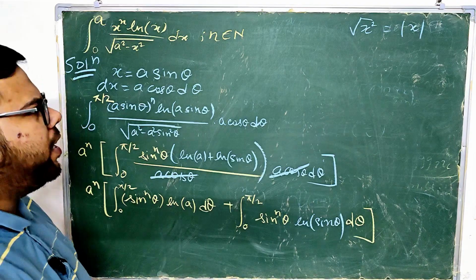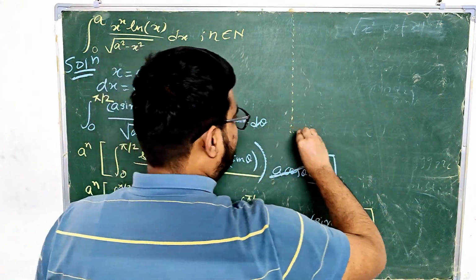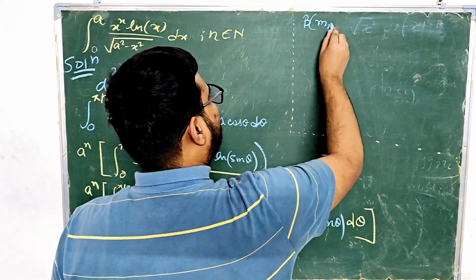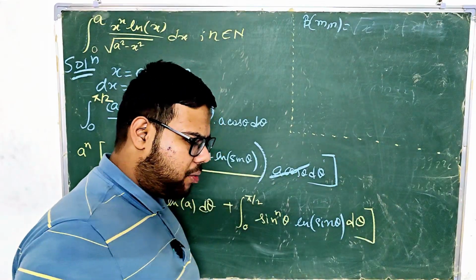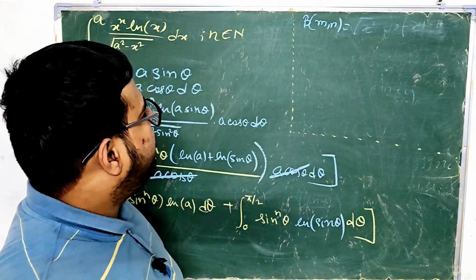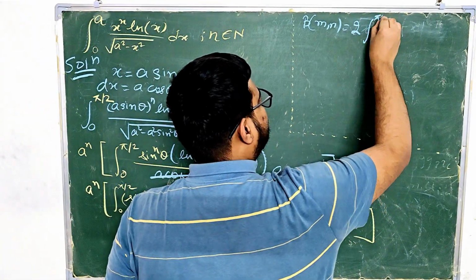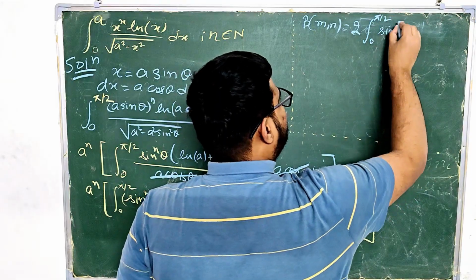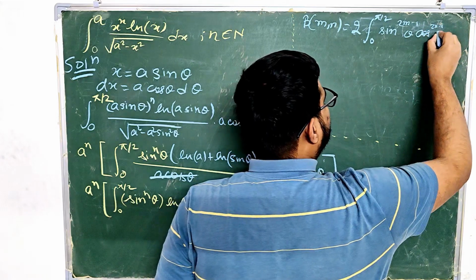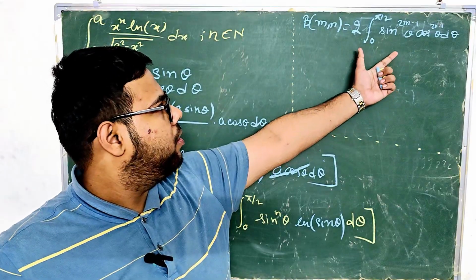Okay, now let's evaluate this integral first of all, and it's very simple actually. Let me introduce you to the concept of the beta function. Okay, so beta of m comma n, you all must have seen my video on integral calculus. In that I have discussed the gamma function, beta function, and all. So beta of m comma n is actually equal to 2 times the integral from 0 to pi by 2 of sine raised to the power 2m minus 1 theta cos raised to the power 2n minus 1 theta d theta. So this is the value of beta of m comma n.